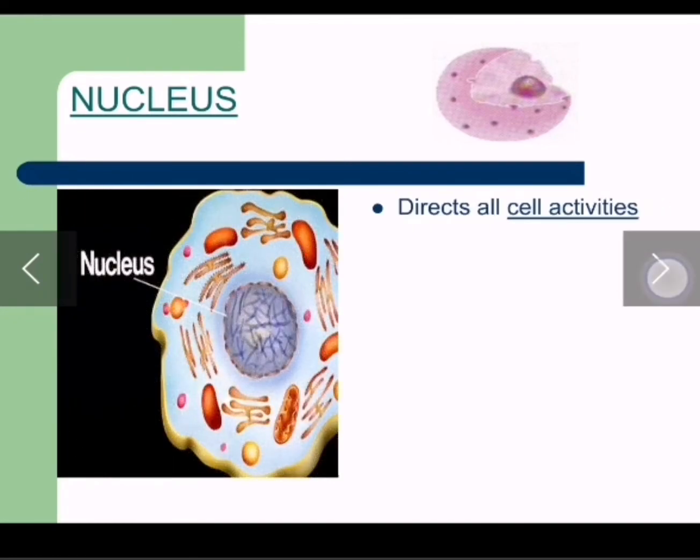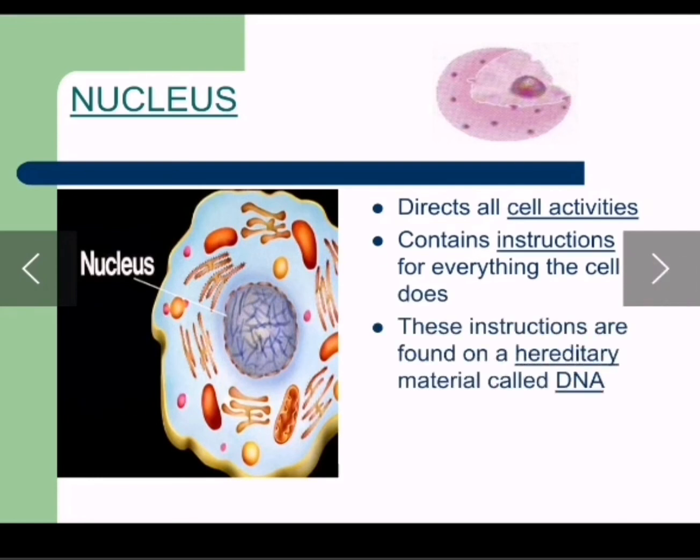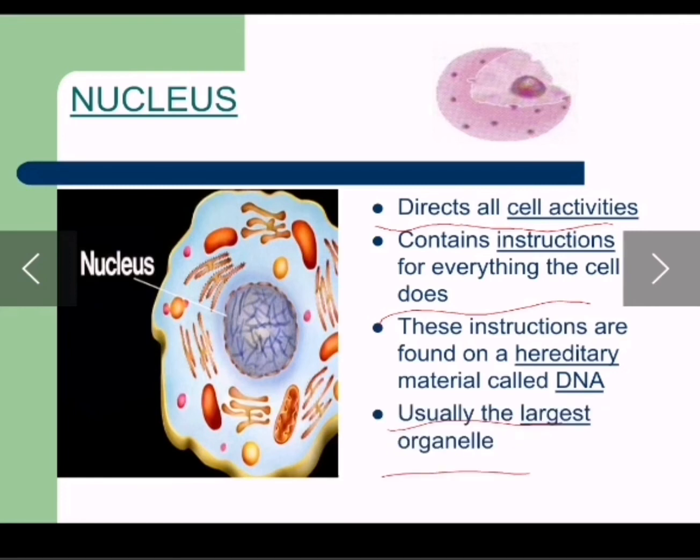Next is the nucleus. The nucleus is the guide of the cell. It directs the cell activities. It contains instructions for everything in the cell. These instructions are found on a hereditary material called DNA. The nucleus is the largest organelle in the cell.